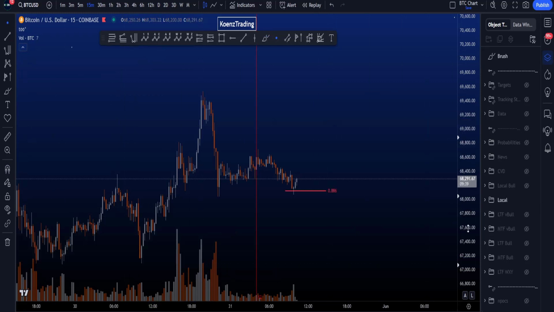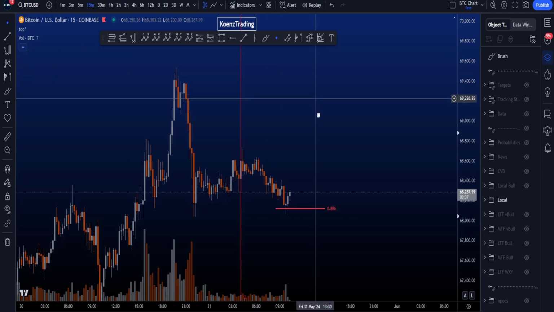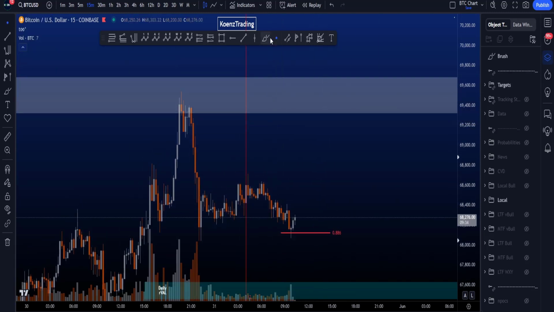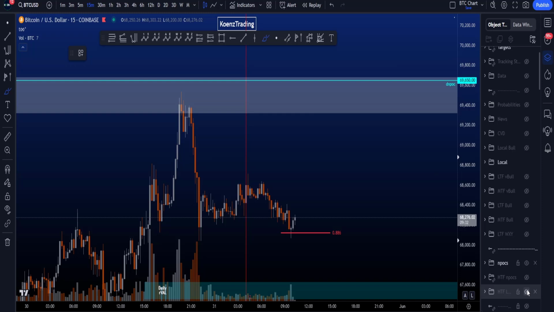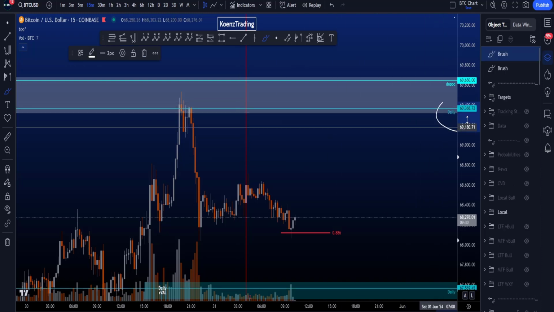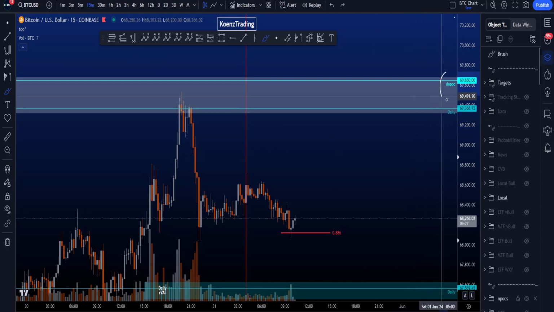Now very locally, right? We have over here had a move to the downside as price hit the resistance, and in the resistance we have two areas of interest. We have the daily at 69.3k and the daily naked point of control.